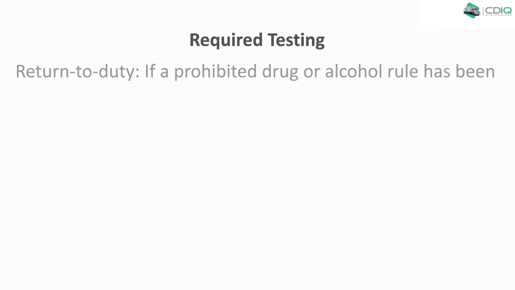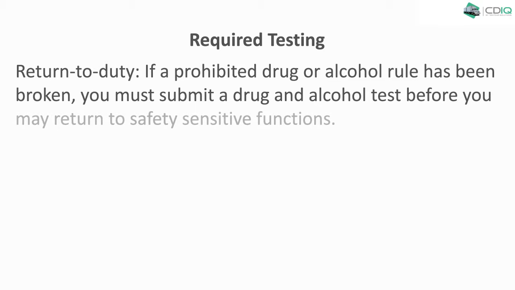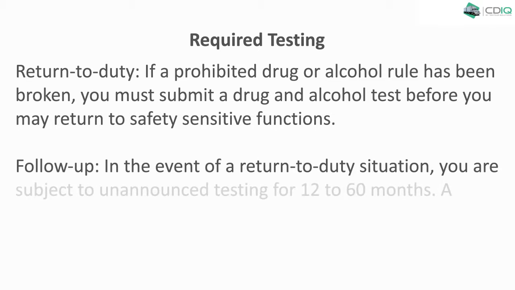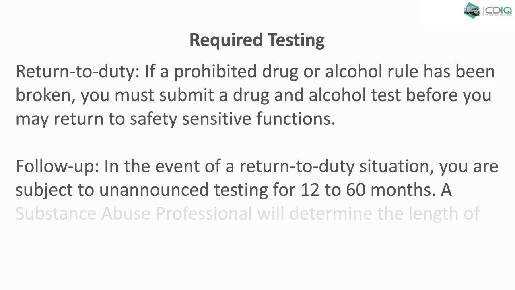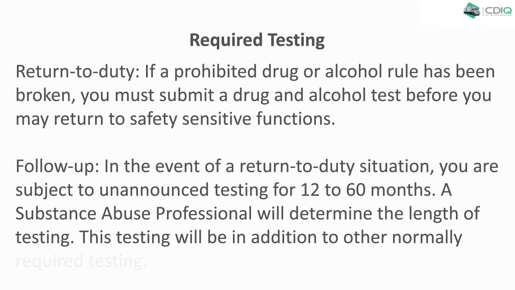Return to duty. If a prohibited drug or alcohol rule has been broken, you must submit a drug and alcohol test before you may return to safety-sensitive functions. Follow up. In the event of a return to duty situation, you are subject to unannounced testing for 12 to 60 months. A substance abuse professional will determine the length of testing. This testing will be in addition to other normally required testing.